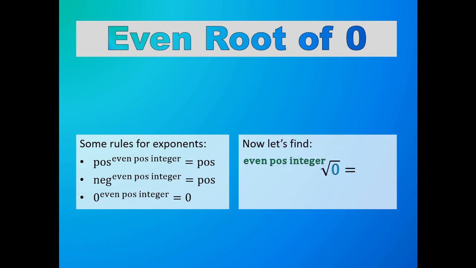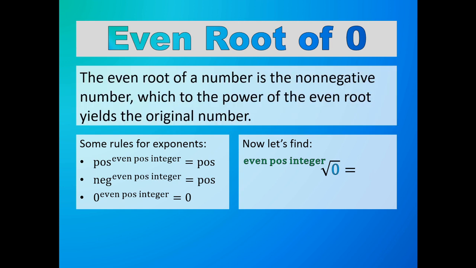Now let's find an even positive integer root of 0. The even root of a number is a non-negative number which to the power of the even root yields the original number. So here's the answer to the exponents problem of 0. Here is the power of an even positive integer, and here's the base of 0. So the even positive integer root of 0 is equal to 0.